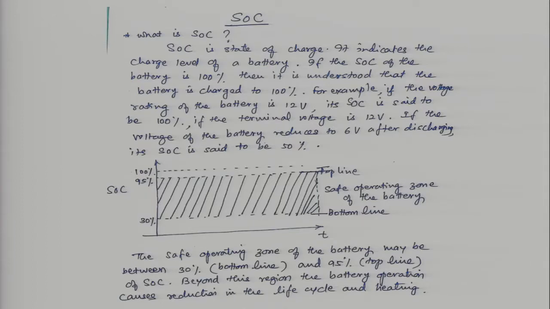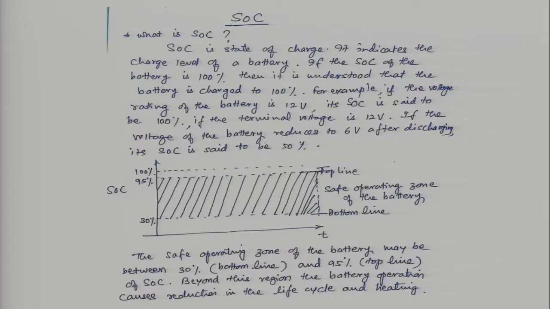It indicates the charge level of a battery. If the SOC of the battery is 100%, then it is understood that the battery is charged to 100%. For example, suppose you have a 12 volt battery, its SOC is said to be 100% if the terminal voltage is 12 volt. So this SOC is always related with the terminal voltage of the battery. If the terminal voltage of the battery is equal to the rated voltage of the battery or the rated operating conditions of the battery, then we say that the SOC is 100%.